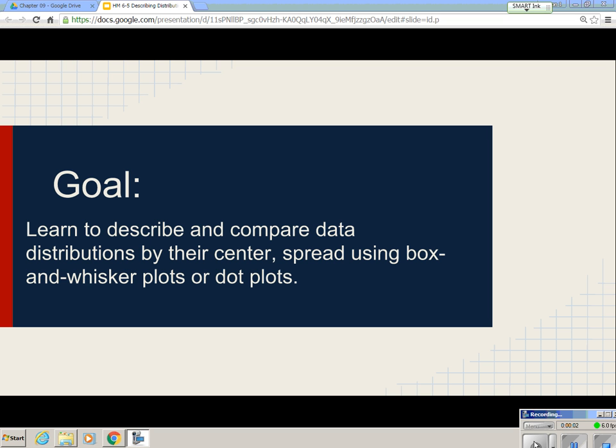All right, so this lesson is going to be one of those where we're looking at different sets of data and we're determining what's good to look at and what's bad. What kind of shows you what the real answers are, or which things are trying to trick you. So today our goal is to learn to describe and compare data distributions by their center and spread using box and whisker plots, or looking at a dot plot. Write this down before moving on.